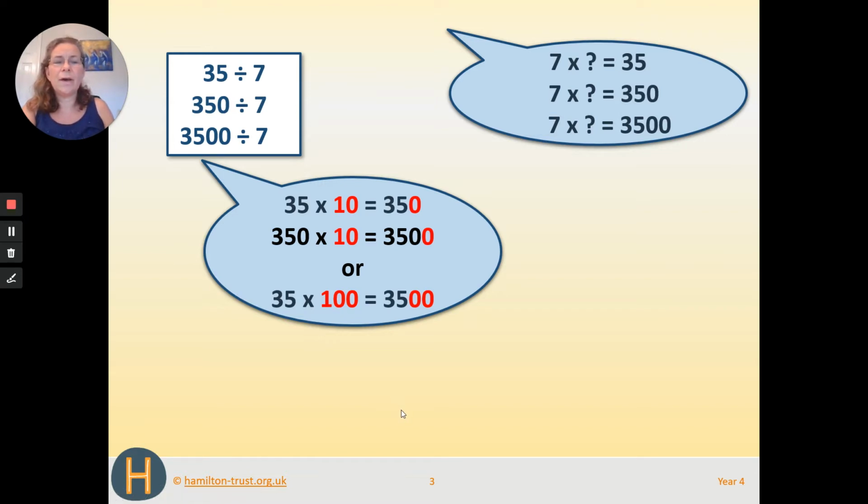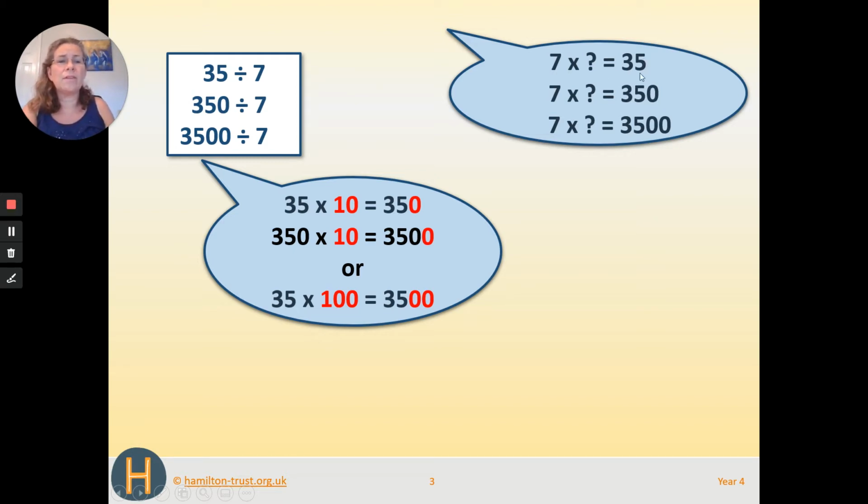Now we need to work out 7 times something equals 35. Or 35 divided by 7 equals what? Over here, that says 7 times something equals 35. You turn your division into a multiplication. You're using your multiplication knowledge.